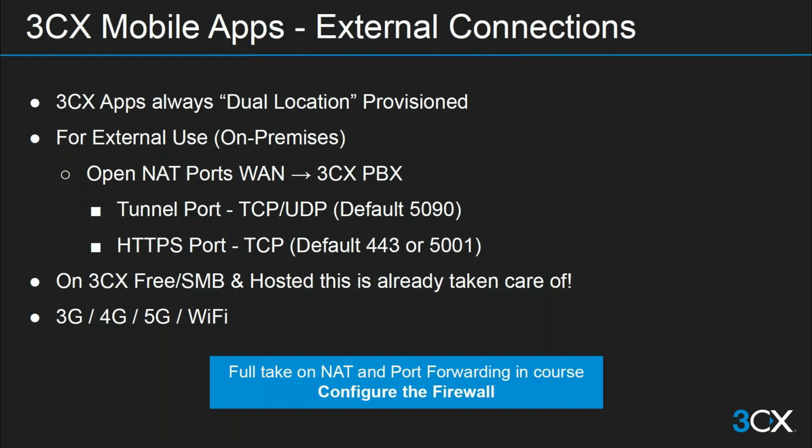The tunnel port, TCP and UDP, is by default 5090. This is where the whole call goes through. The HTTPS port, TCP, by default is either 443 or 5001. But again, that only comes into play when you use an on-prem system. When you use 3CX in a hosted environment, it automatically configures all the required ports for 3CX on hosting. Yeah.